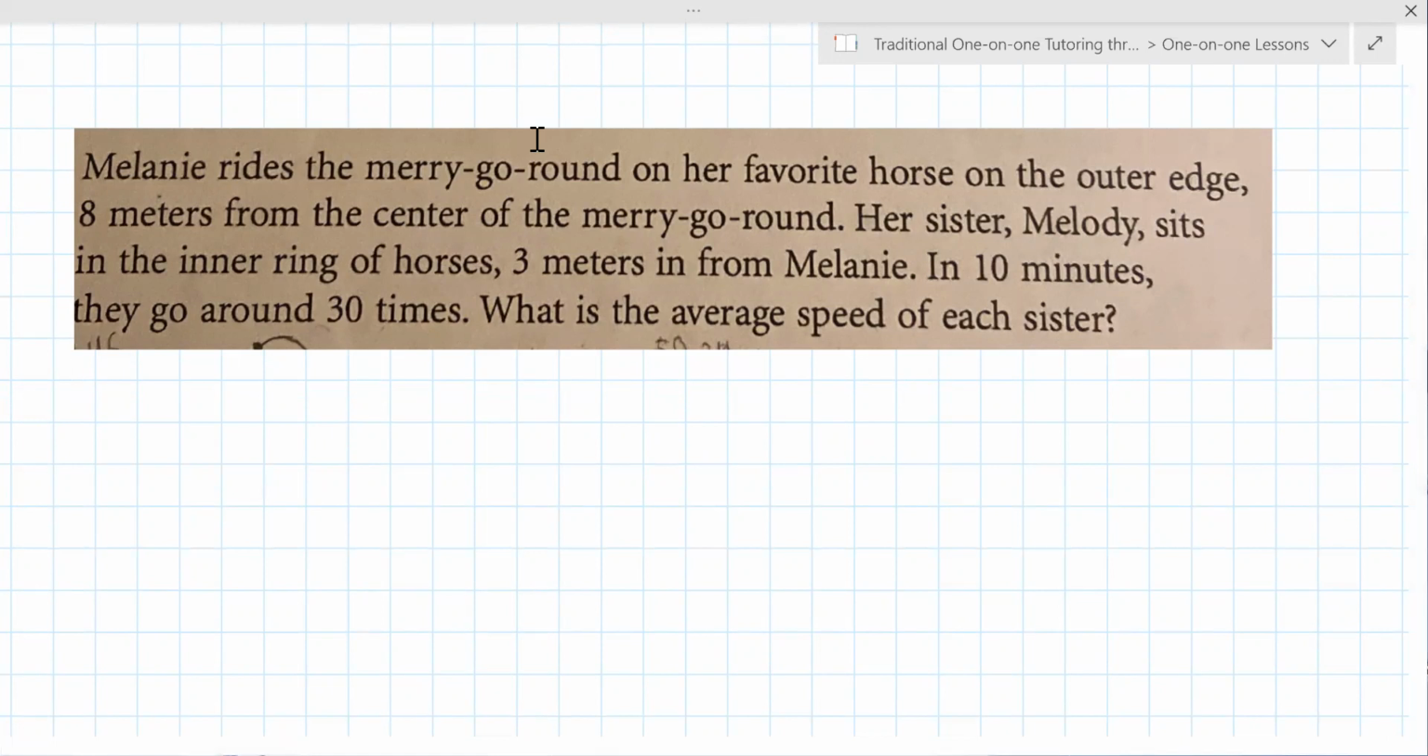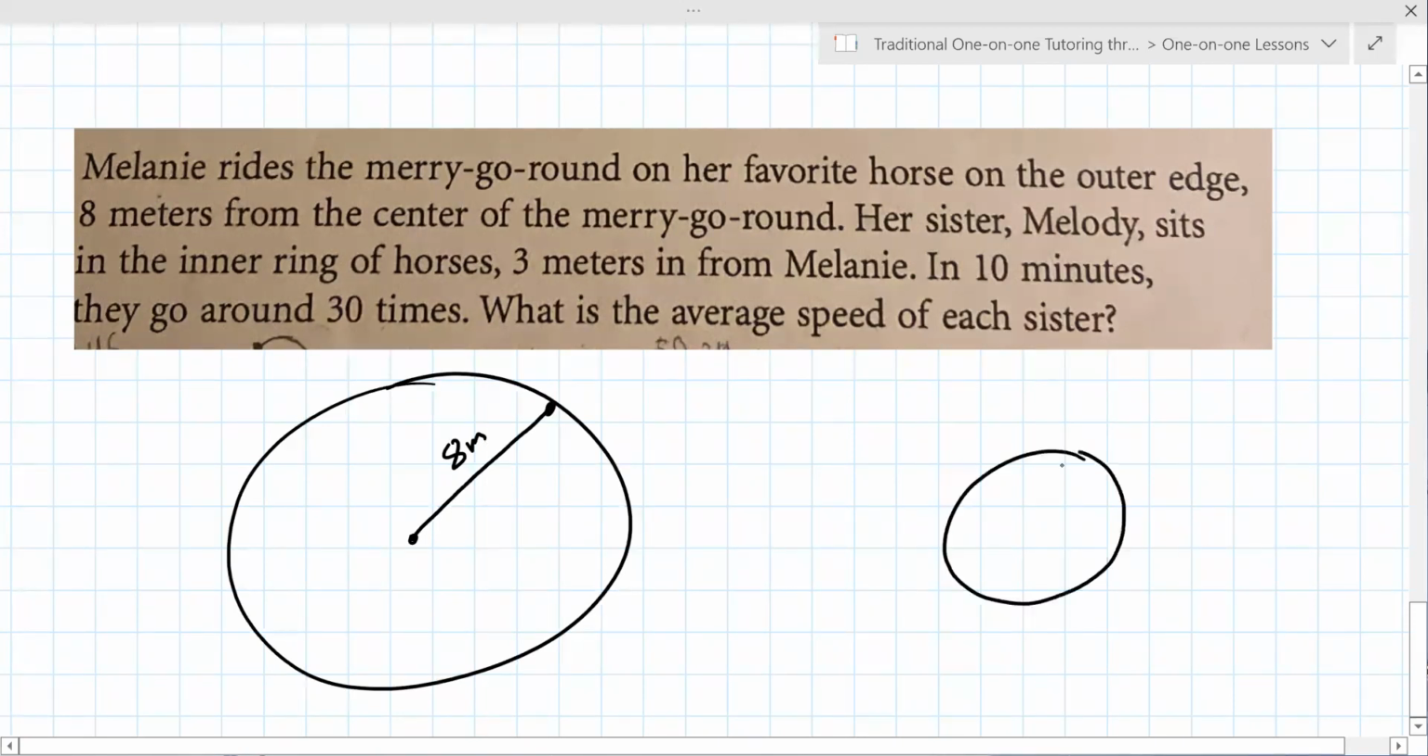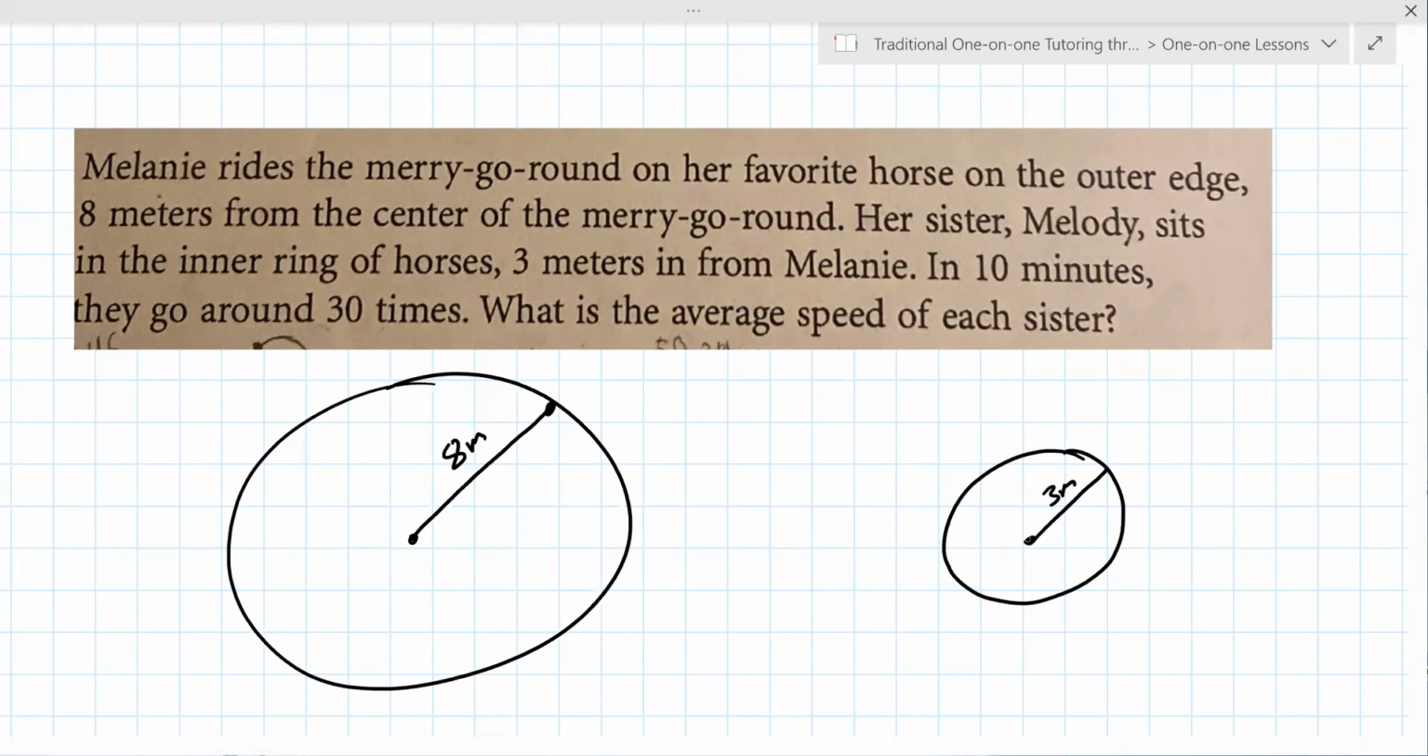All right. So Melanie rides the merry-go-round on her favorite horse and sits on the outer edge. So it's a circle again. It's 8 meters from the center. Her sister Melody sits in the inner ring, which is, I'm drawing a separate circle, 3 meters from the center. And they say in 10 minutes, they go around 30 times. What is the average speed of each sister?